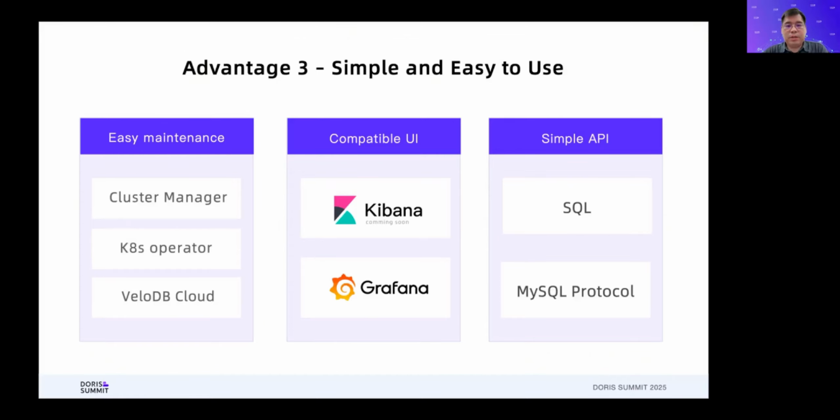The second advantage of Doris for observability is that it is simple and easy to use. First, it is easy to maintain. You can use Cluster Manager to deploy and manage Doris clusters in your web browser, and a Kubernetes operator is also supported. If you want an out-of-the-box fully managed service, VeloDB Cloud is a good choice.